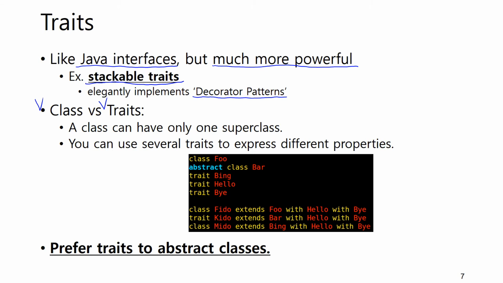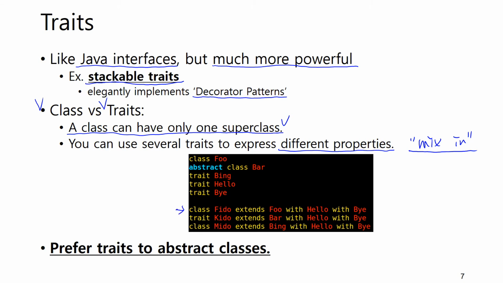For example, suppose that you have only classes. A class can have only one superclass, so it is very hard to express different properties for different classes. But with traits, it's very easy to express different properties because you can just mix in different traits. Here are several examples.